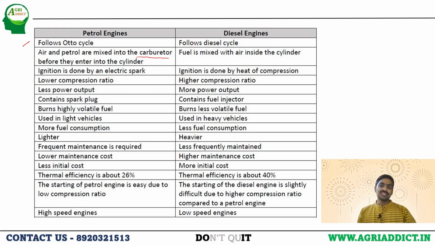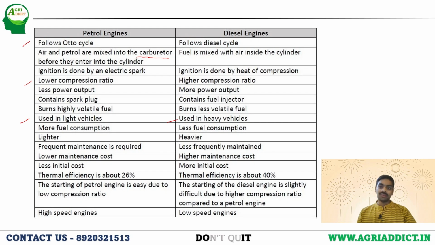Whereas in the diesel engine, it is not the case, the fuel is directly entered. Here ignition is by the electric spark as I mentioned, and here it is not the case, it is just by the heat of the compression. Here lower compression ratio, and here higher compression ratio; here less power output, here more power output. It contains a spark plug, and the other does not contain any spark plug, it just contains a fuel injector. Here highly volatile fuel, which means the combustion will be complete in this case, and here fuel combustion will be a little bit incomplete. And petrol engines are used in light vehicles like our motorcycles, and here heavy duty vehicles like heavy trolley load vehicles will be used.